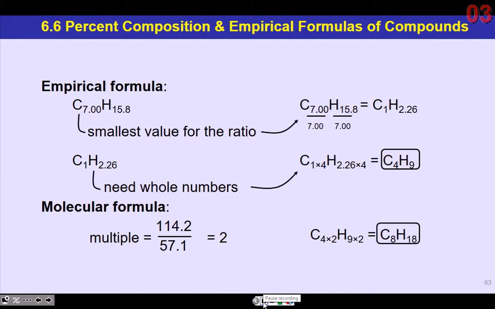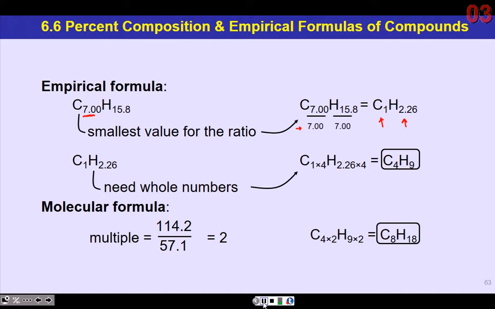Those two values provide for us an empirical formula, but we don't want to use funny fractions. So what you do is you think about it as carbon with 7 and hydrogen with 15.8, and then you divide those subscripts by whichever value is the smallest value in your ratio. So divide them both by 7, and now you get a different set of subscripts. Well, at least one of them is an integer, and the other one is not. And so you have to fiddle around with it a little bit to come up with whole numbers, and sometimes it takes some trial and error.